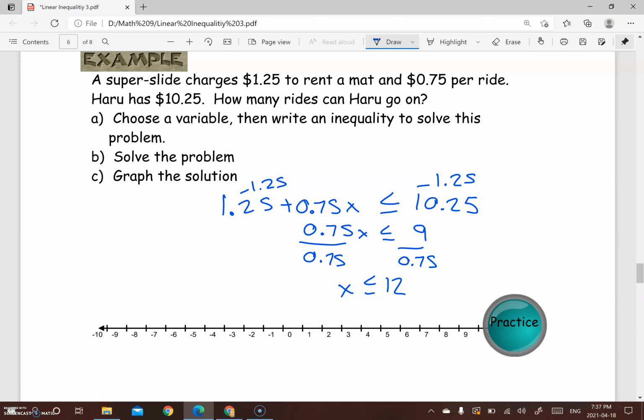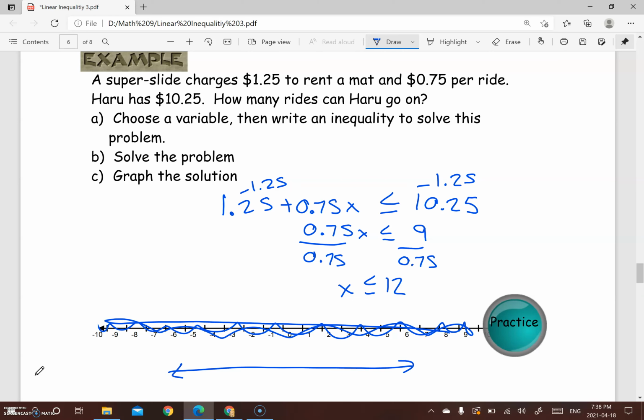I'm going to have to do a new number line because it doesn't go up to 12. There we go. So 12 is included, so I get to color in the dot, and I have to go less than. There you go. You can work on your practice questions now.